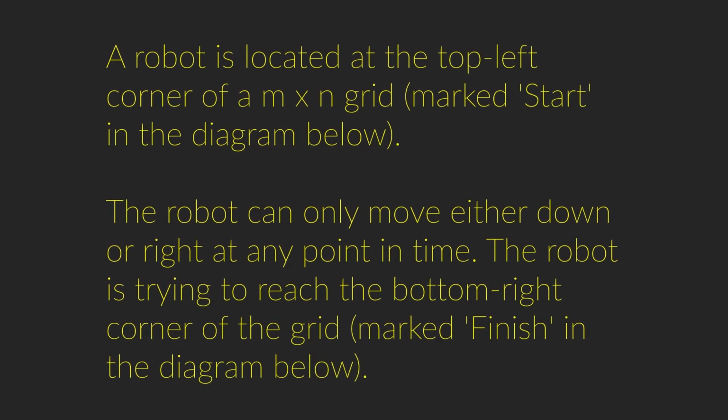Let me try to make the question clear. Our grid could be of any size, that's m times n, but our robot always starts from the top left corner, right? This is where our robot will be located. And then our objective is to reach the end, so the end is the bottom right corner, right? But there are two conditions. Our robot can either move to the cell to the right of it or to the cell below it, one step, right? It can't go to the left or up.